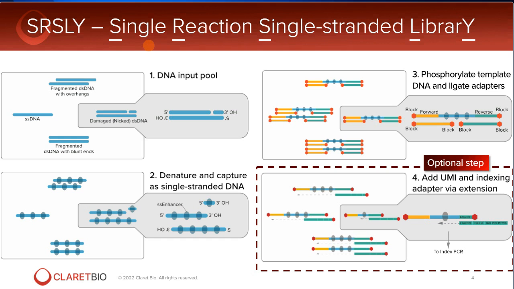The single reaction is a phosphorylation and ligation reaction where there is a phosphatase and a kinase in the reaction that prepares the template DNA for adapter ligation, giving it a 5' phosphate and a 3' OH. And then the SRSLY splint adapters are ligated to the molecule. The SRSLY splint adapters are shown in the best detail in this little insert here in step 3.